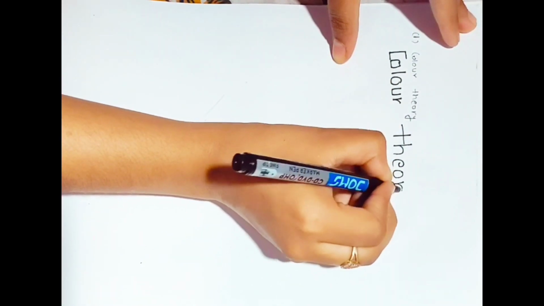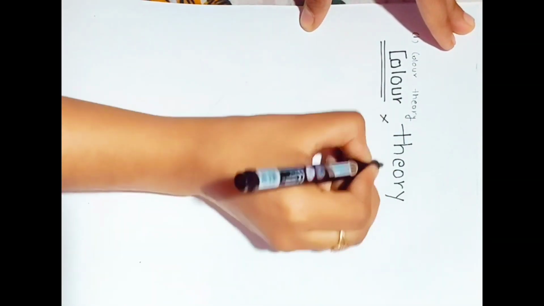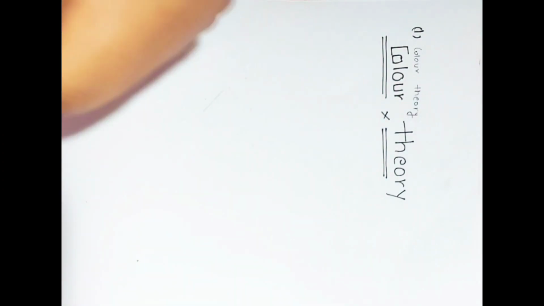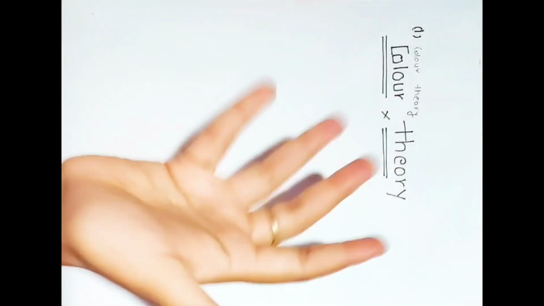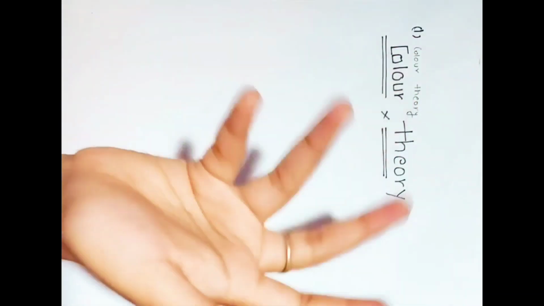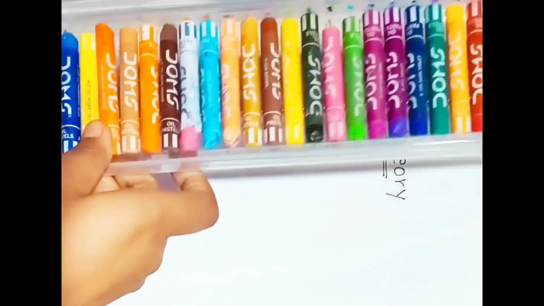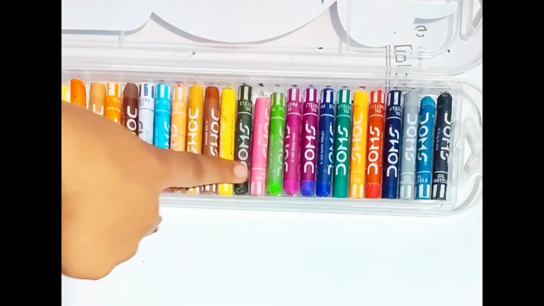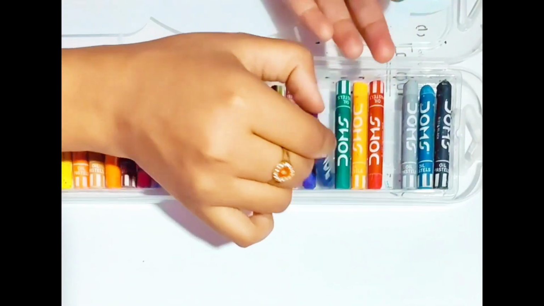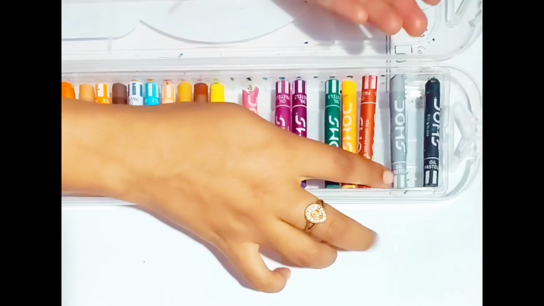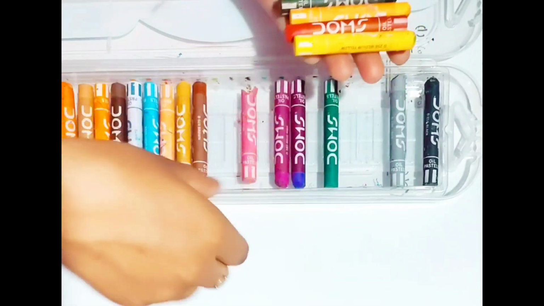Now, what does color theory mean to you? What is the actual meaning of color theory? It's how the color responds on paper and how it blends with other colors. Also, how you can make different types of shades with just the basic shades. So here I took Dom oil pastels and I'm going to show you how they work and a little bit more about it.